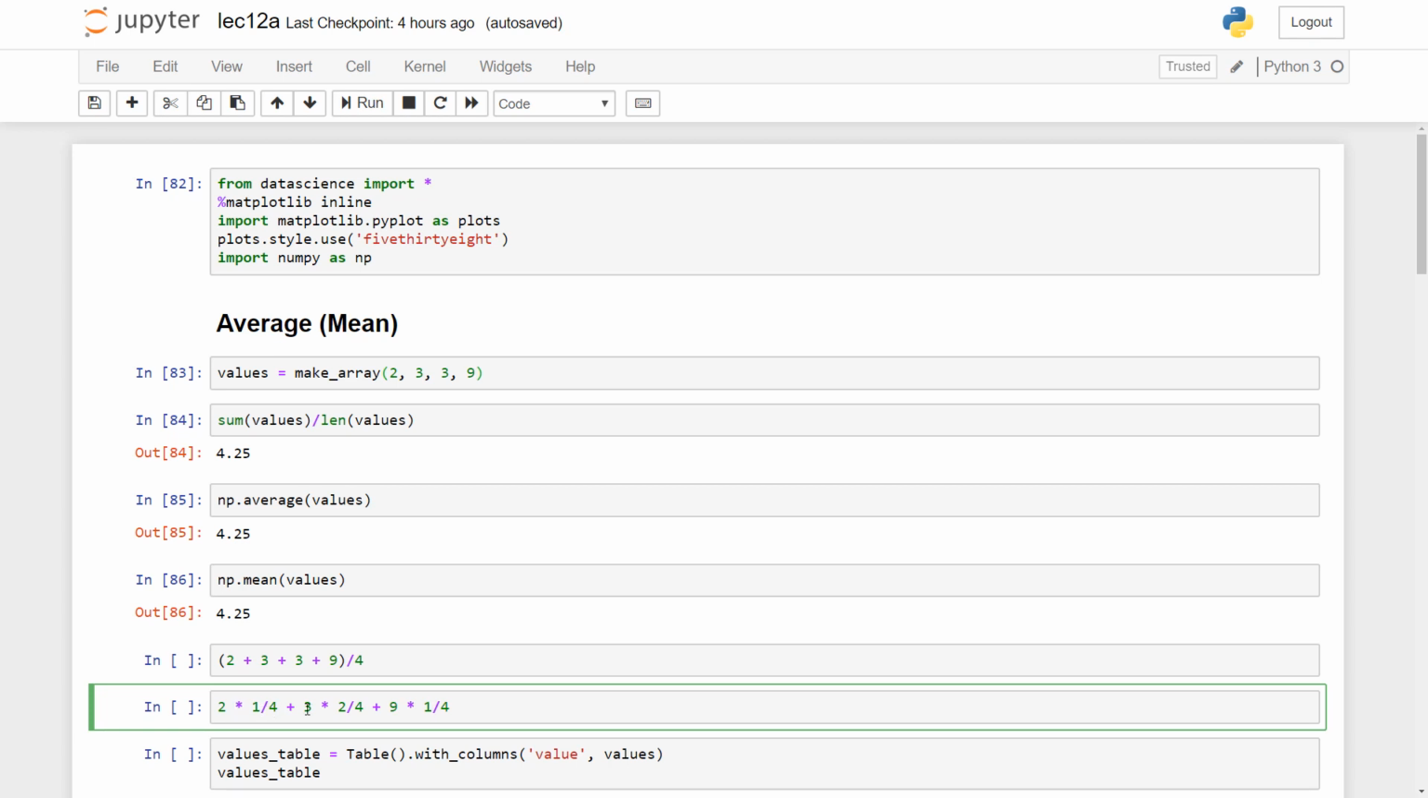For example, 3 appeared twice in the array, so the proportion of it is 2 out of 4. 2 appeared once, so the proportion is 1 over 4. 9 appeared once, so the proportion of 9 is 1 over 4. So the mean is the weighted sum of the distinct values, where the weight is the proportion of each distinct value. In other words, it depends on the distribution, because these weights are the proportions of the different values, so we can look at it as the distribution of the values in the array.